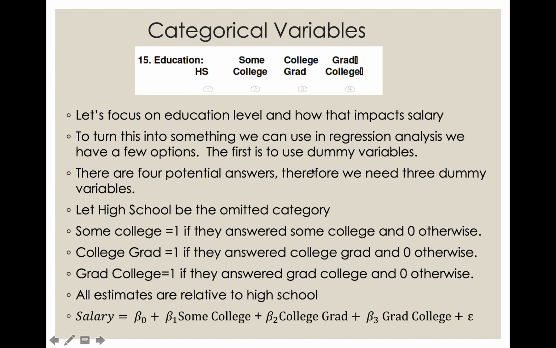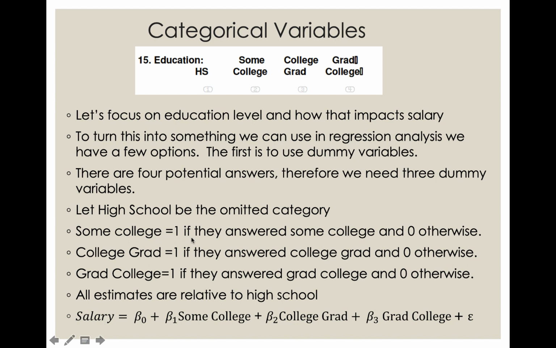Okay, what can we do with this kind of categorical variable? Well, your best option is to turn these into dummy variables. So we have 4 different options, 1, 2, 3, 4. Therefore, we need 3 dummy variables. I put the lowest one as the omitted variable, and so all my estimates are relative to this omitted variable.